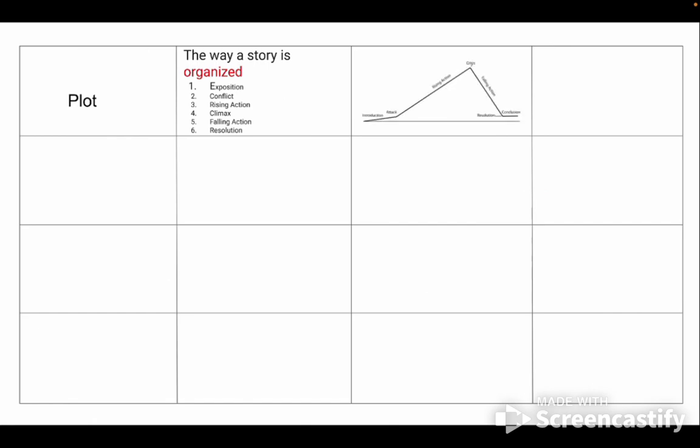And then our fifth word is going to be plot, which is the way a story is organized. This has the exposition, conflict, rising action, climax, falling action, and resolution. I just did the plot diagram because it helps me remember that that's how the author organizes a story, with the plot diagram. And then my favorite movie is Pirates of the Caribbean, because the plot keeps me interested. That's my connection to plot.